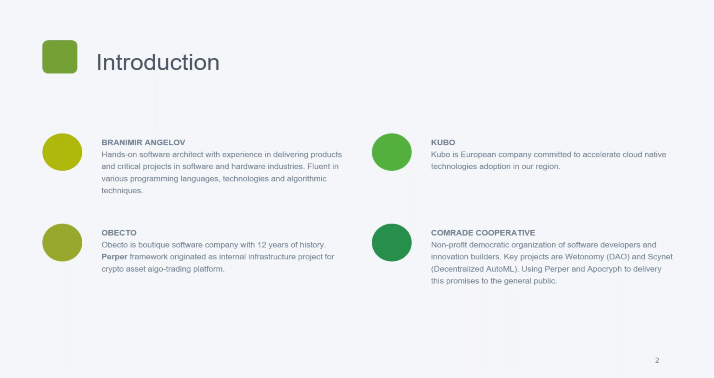The last company that I want to mention is a nonprofit organization called Comrade Cooperative, a democratic organization of software developers and innovation builders. Our key projects are Bitonomy and Signet, which are blockchain-based projects for creating decentralized organizations and a platform for community computing for running AutoML algorithms. We tried to implement those projects with existing blockchain technologies, but unfortunately, they were not very suitable for our use cases. This is one of the reasons why we decided to use Perper and Apocryph blockchain technology to really deliver the promises of those projects to the general public. You can find more about those projects on our website.